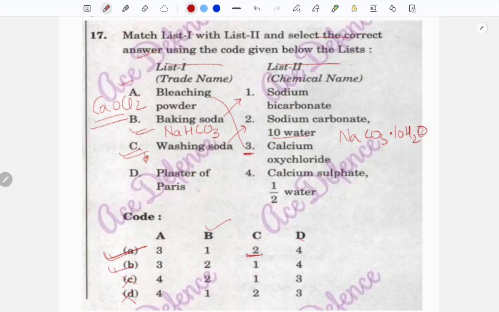Now if we talk about plaster of Paris, you must have heard about POP, right? It's a white fine powder. So the answer will be 4 here. It is calcium sulfate with half of water, CaSO4.½H2O. Basically we get POP from gypsum, the salt. We heat it up and we get CaSO4.½H2O.